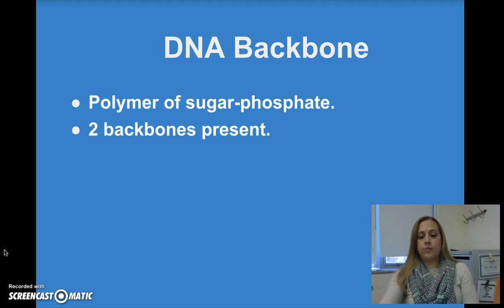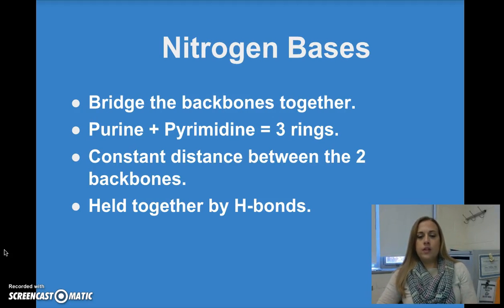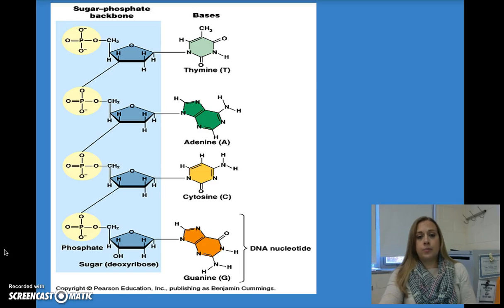Then we have our nitrogenous bases, and that's what's going to be like the rungs of the ladder. So that's what's bridging those sugar phosphate backbones together. And every time you have a purine, it is going to bind with a pyrimidine. So if you have a purine on this side, it's always going to bind to a pyrimidine on the other side, and each rung is going to be 3 rings across. And so what that means is there's a constant distance between those two backbones, so the backbones are always going to be very straight. And then those nitrogen bases are held together by hydrogen bonds.